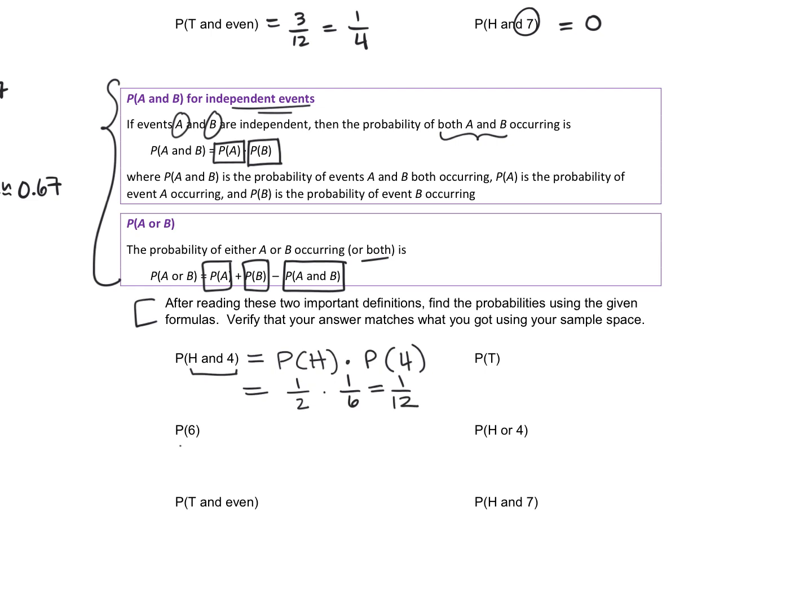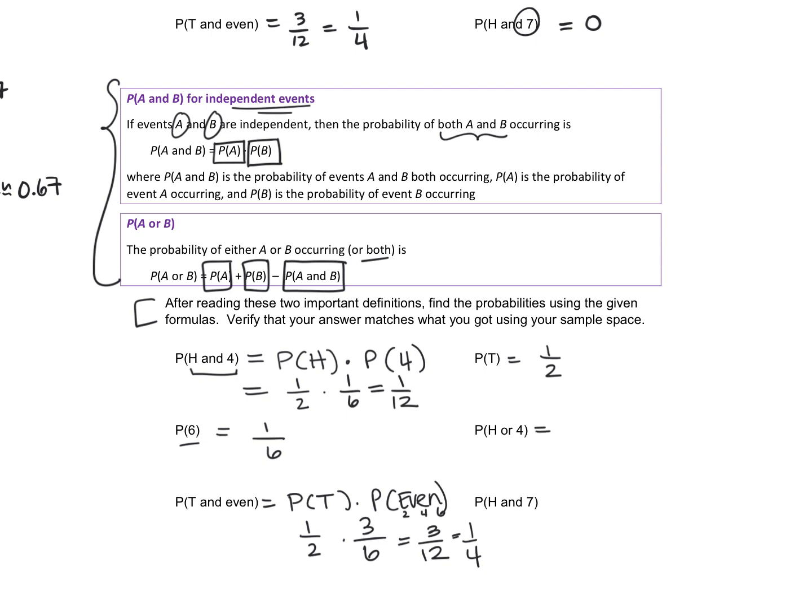The probability of rolling a 6, that's just a singular event, we'll get 1 out of 6. Probability of tails and even, so let's look at the probability of tail times the probability of an even number being rolled. So the probability of a tail is 1 out of 2 times probability of even. Remember that was getting a 2, a 4, or a 6, so we'll have 3 out of 6, which becomes 3/12. Again, we can reduce that to 1/4. Probability of getting a tail, that's just one event there, that's half.